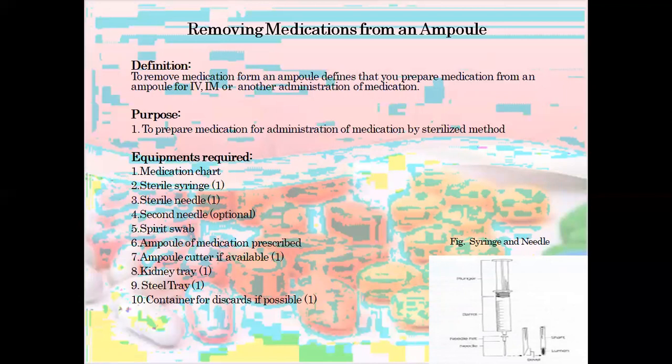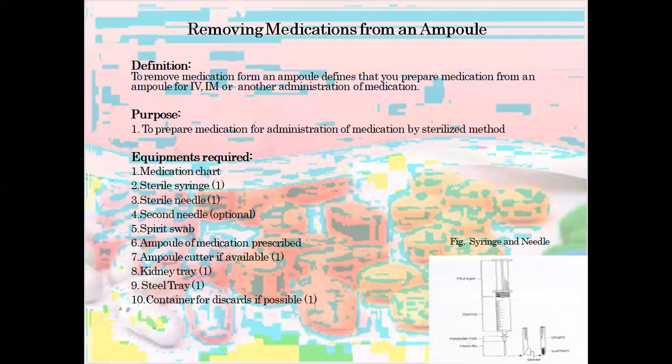That is to prepare medication for administration by sterile method. Why do we have to remove the medicine from the ampoule? To prepare a medication for administration, and it should be done in a sterile method. ये किसमें होना चाहिए? Sterile method में होना चाहिए.